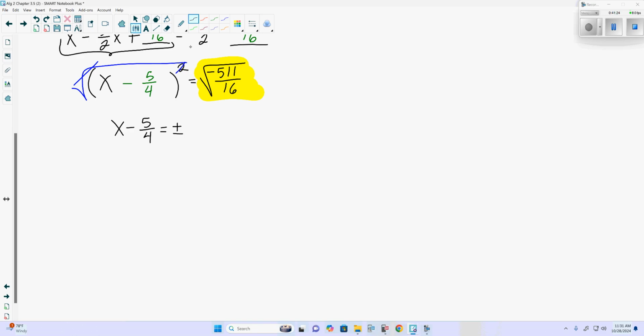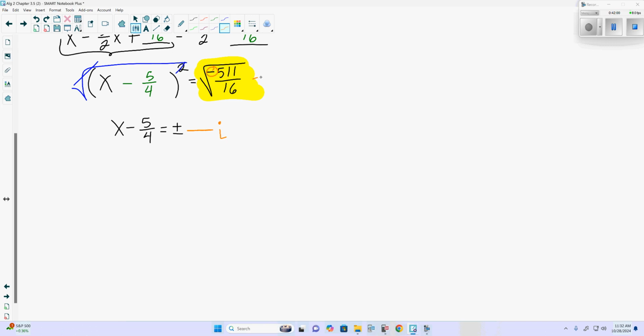Now, a few things we can do. One, the negative is going to come out as i. Square is going to come out as i. Also, one thing that's nice, most likely, unless something interesting happens, we're going to have a radical. But it will be rational, because if taking the square root of negative 511/16 would reduce, it should have reduced to begin with.